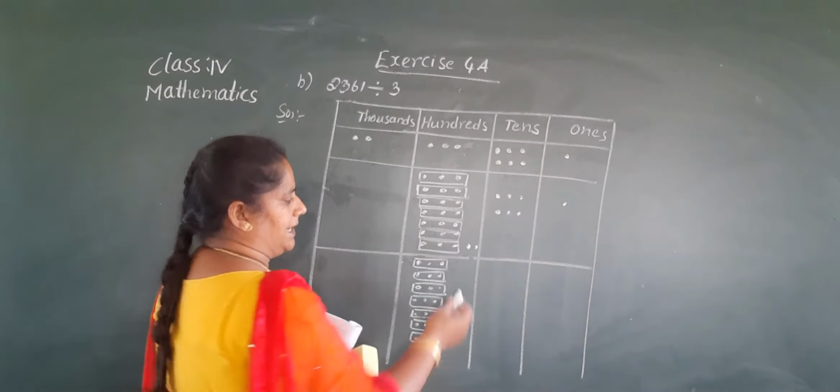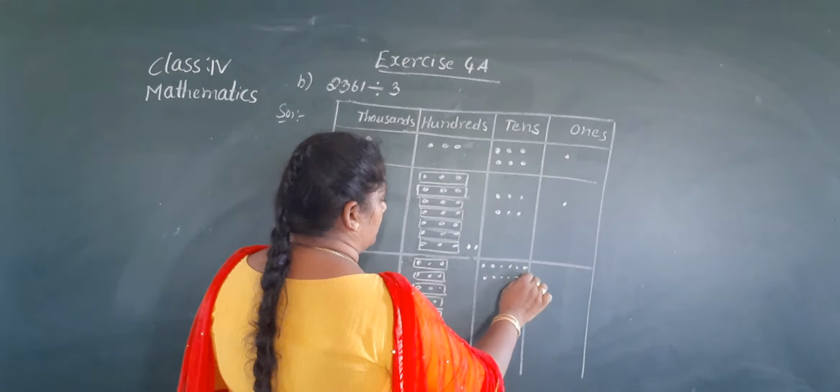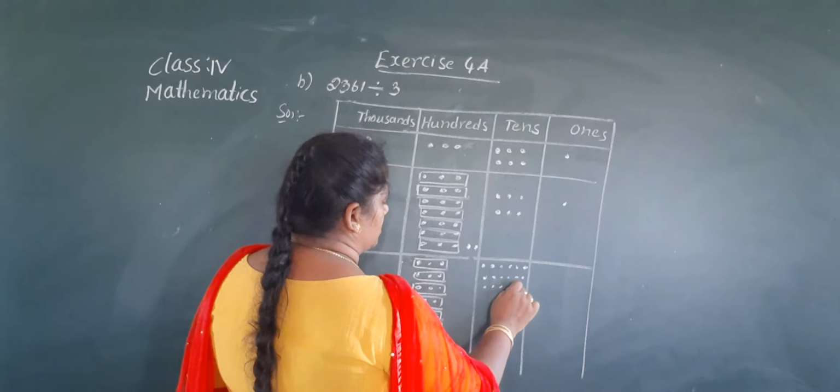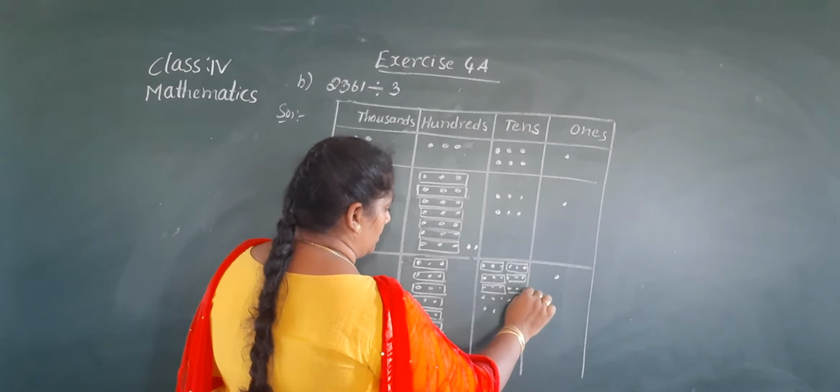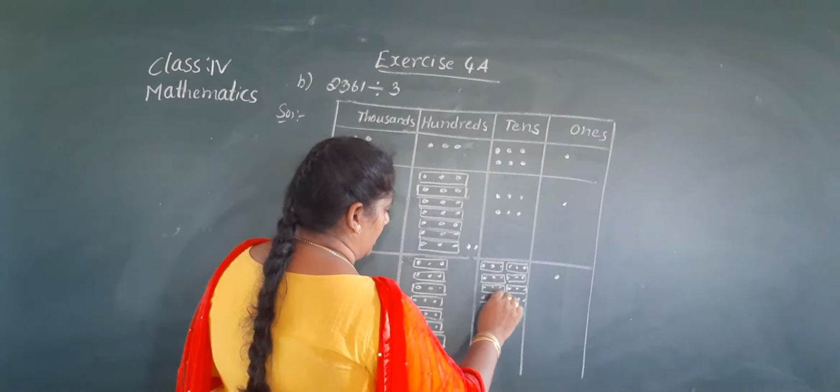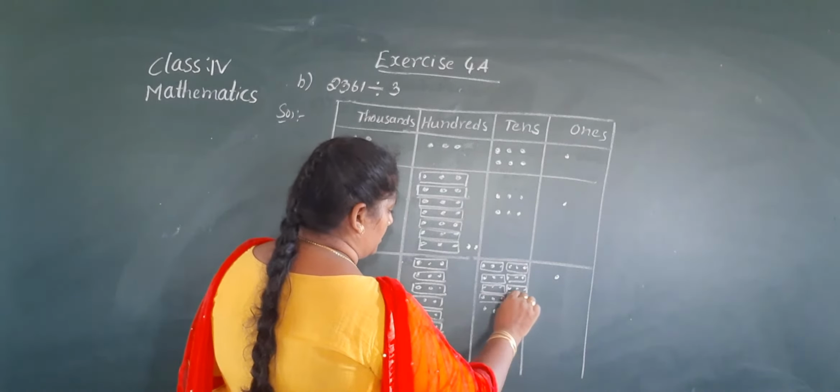26 dots: 1, 2, 3, 4, 5, 6, 7, 8, 9, 10, 11, 12, 13, 14, 15, 16, 17, 18, 19, 20, 21, 22, 23, 24, 25, 26. Now these ones as threes will keep. Now we make the dots into groups of 3. So 3 dots, 1 group, and repeat this for each group.